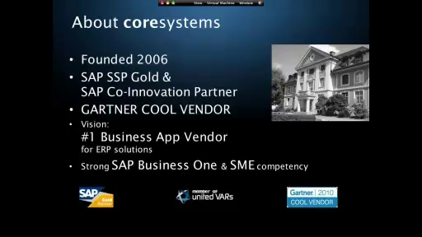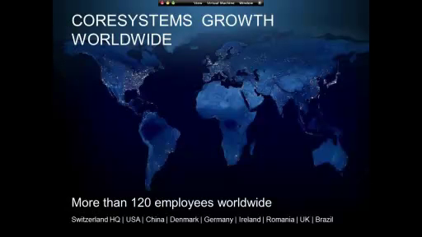Our vision is to be the number one business app vendor for ERP solutions. We have had and we have a very strong focus on SAP as ERP system and on SAP Business One within SAP. So we really focus on requirements of small and middle-sized enterprises and what their needs are in the course of running their business with SAP Business One. We have over 120 employees worldwide. Our headquarters, as I mentioned, is in Switzerland. Then we have the subsidiary in the US, Germany, UK, Brazil, and so on.